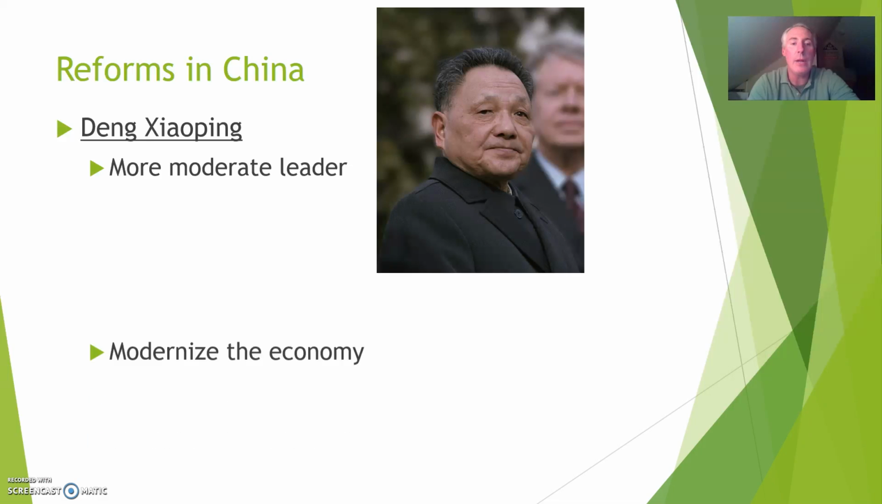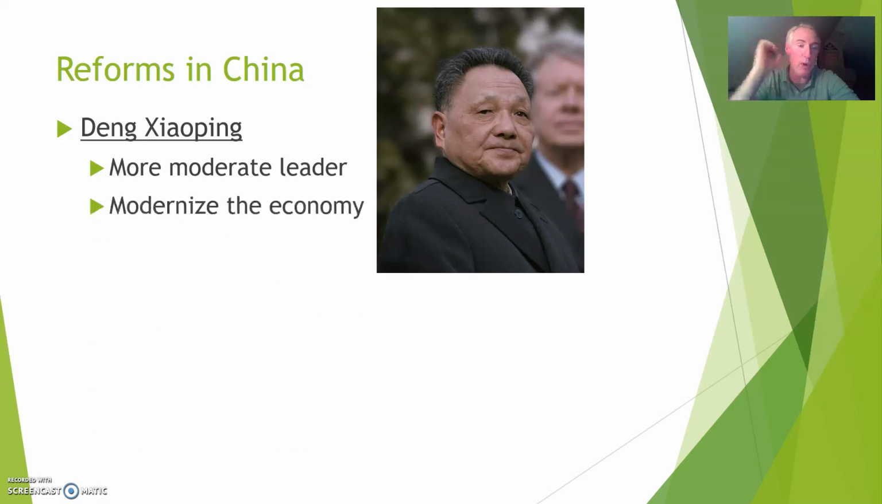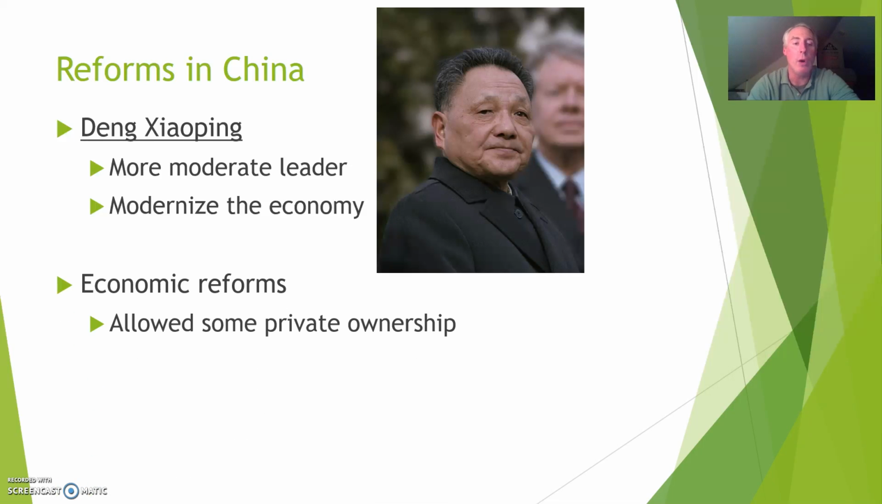He immediately set out to modernize the economy. That was his primary goal. His program focused on agriculture, industry, science, and defense. He wanted to build up the military as well. It involved several economic reforms. First, it allowed for some private ownership. Strict communism does not allow for private ownership.